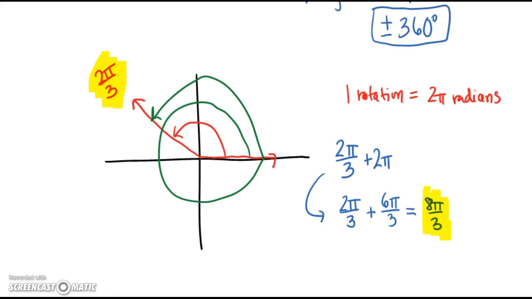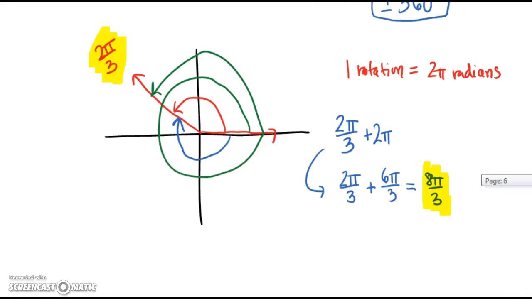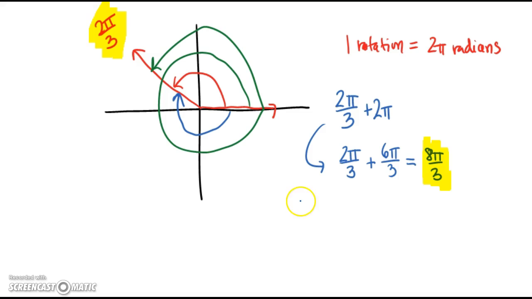Now we can also get coterminal angles by going in the opposite direction. So suppose we start at the same initial ray, but went in the negative direction to find an angle that was coterminal with 2 pi over 3. So now we're going to subtract 2 pi rather than add 2 pi. So we're starting with 2 pi over 3. Again, to get coterminal angles, you want to add or subtract rotations. Let's subtract a rotation this time. So we're subtracting 2 pi.